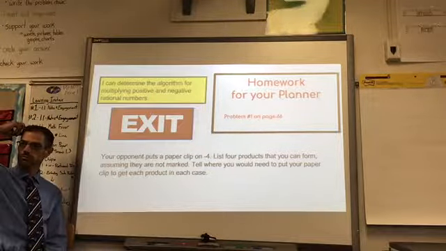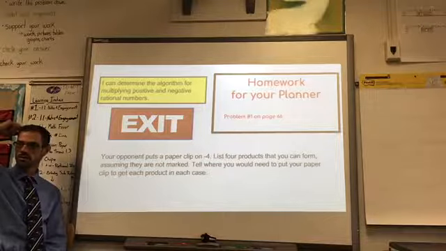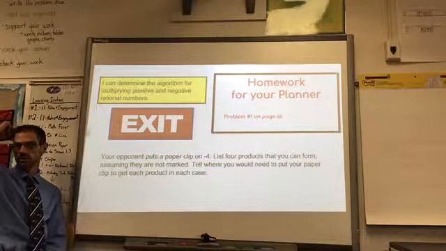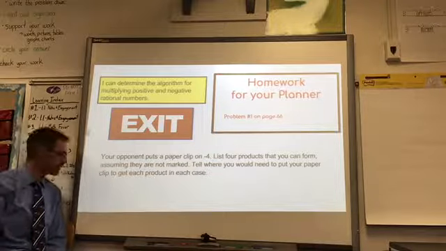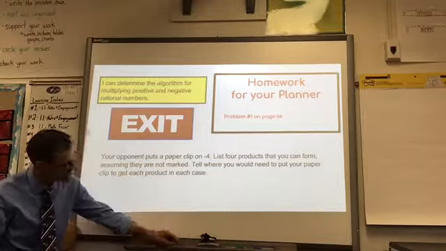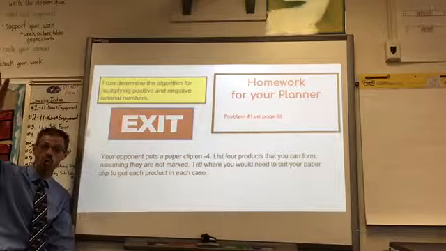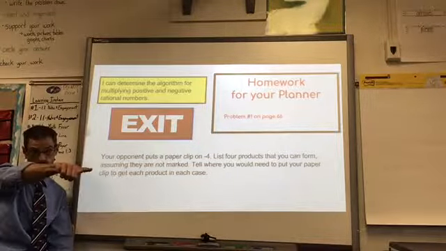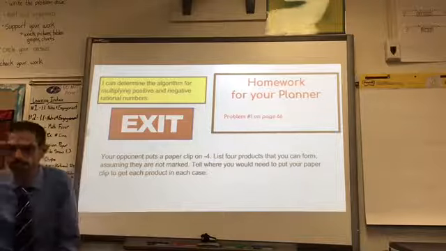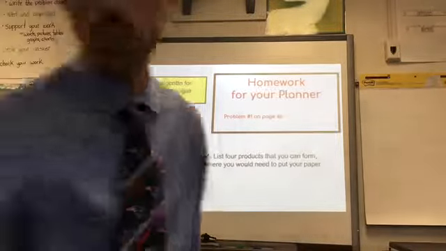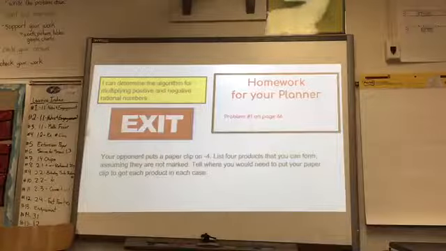Anybody else? Ben? -12. How'd you get -12? -4 times +3. So you can get lots of products. That's only 3. You need to have 4 examples. I'm going to be checking it. I'm checking your exit ticket. 4 examples. That's what it asked for.